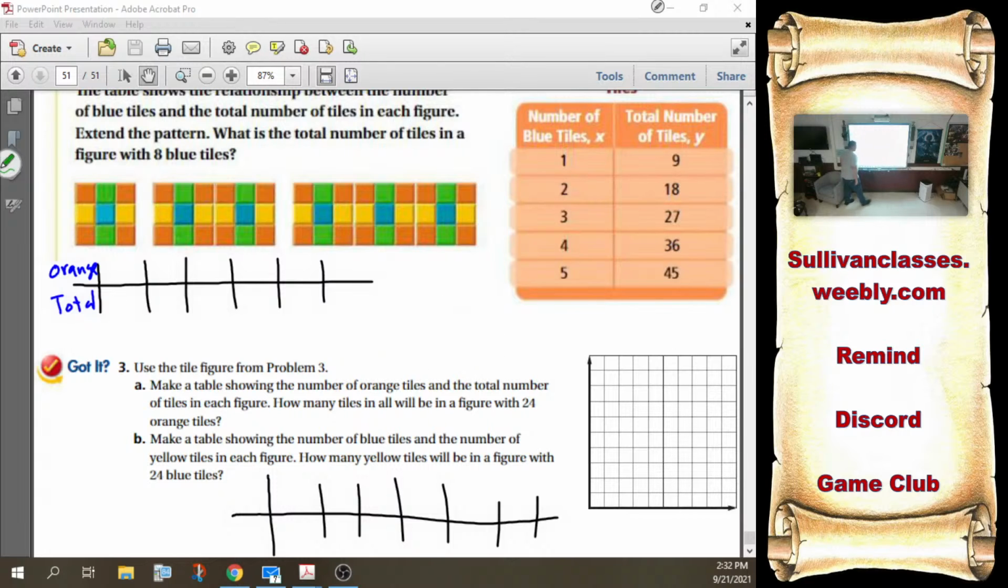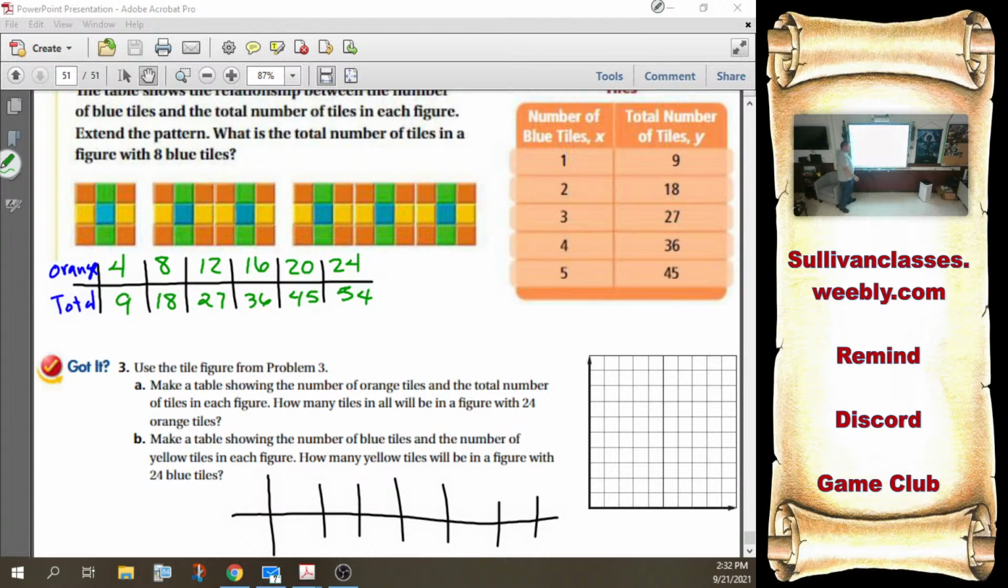So, orange. If there's 4 out of 9, then the next figure says there's going to be 8 out of 18. The next figure says there's going to be, keep it going, 16 out of what? Because then we go to 54 with 24.